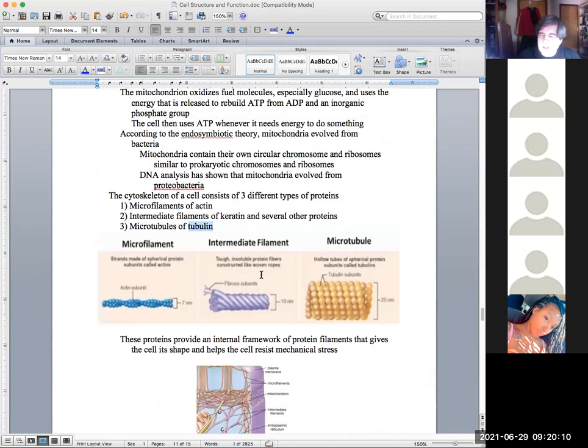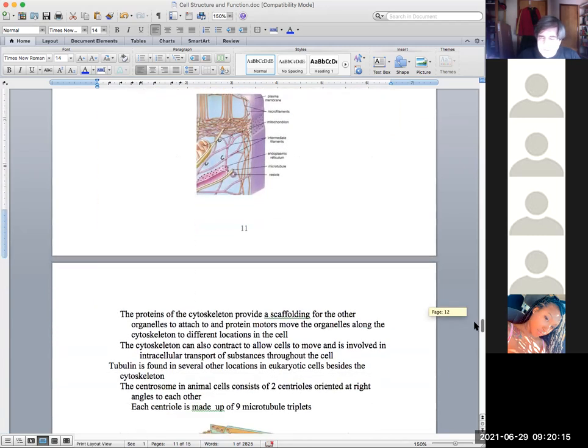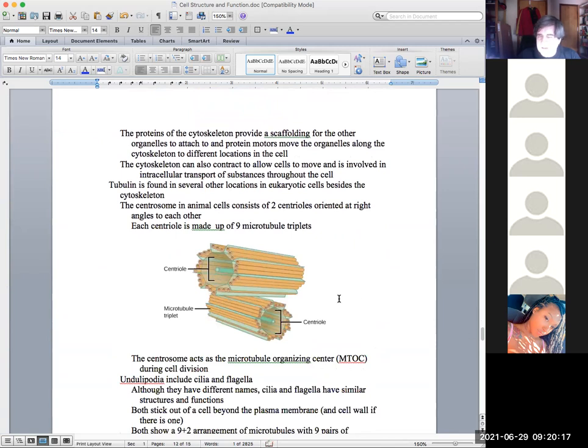Now, this protein that's found in microtubules, this tubulin, that turns out to be found in several different locations. One of the places that we find tubulin in cells is in a location called the centrosome. And the centrosome is made of two centrioles, and the centrioles are oriented at right angles to each other. So if this one is going left-right, this one is going front-back.